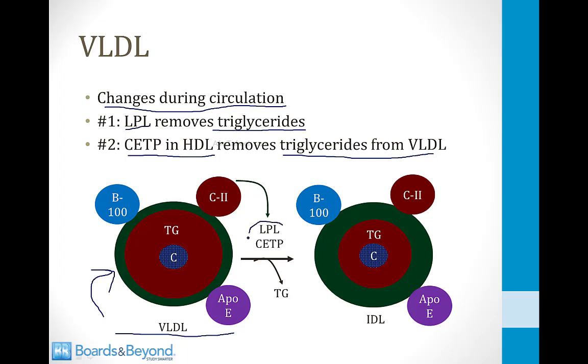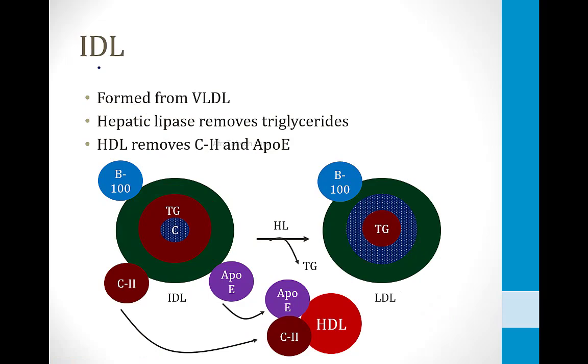The LPL and the CETP will remove triglycerides. As a result, as VLDL moves through the circulation, it loses lots of its triglycerides and it then becomes an IDL particle. So IDLs, or intermediate density lipoproteins, are formed from VLDLs.